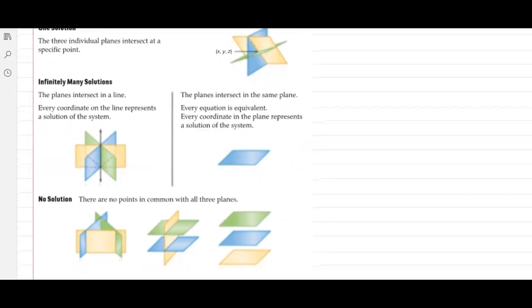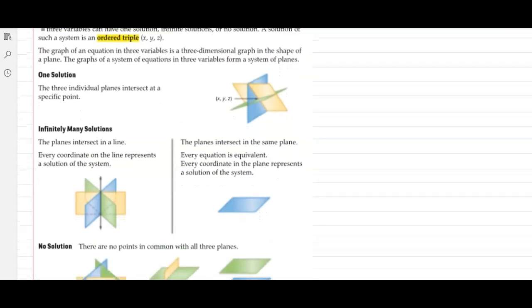First, on our notes, you'll see kind of a visual approach to what this looks like. Each equation is now in 3D, not just 2 dimensions, but 3 dimensions. So each equation is not an equation of a line, it's actually an equation of a plane. And if three planes intersect, they intersect at one point, and we call that an ordered triple instead of an ordered pair.